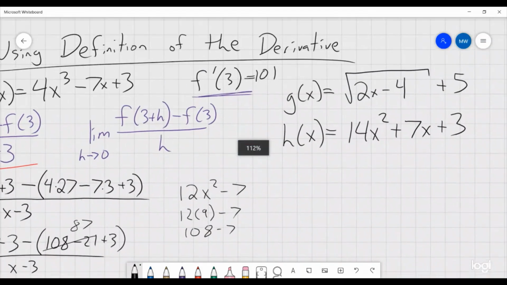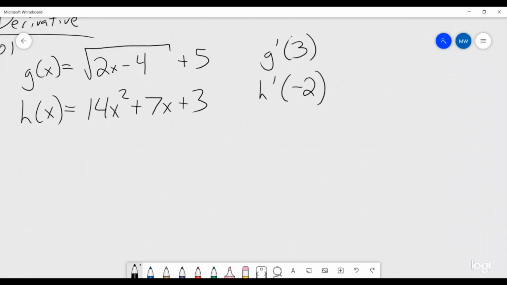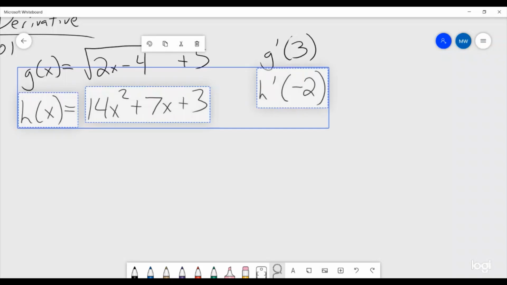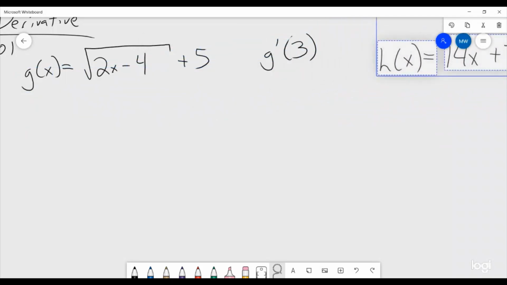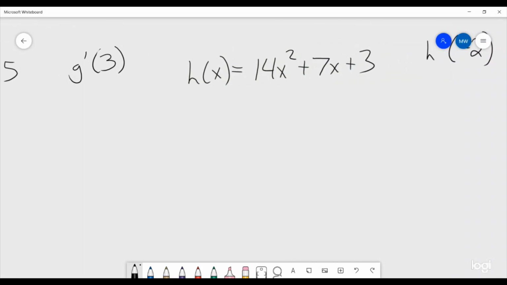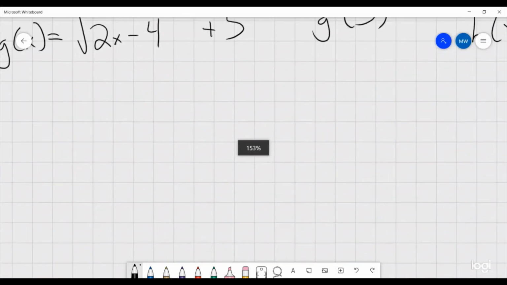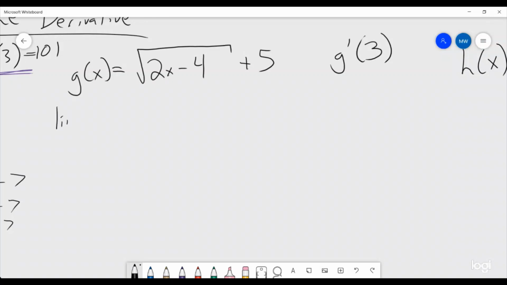So let's do this again, but this time with g of x. So let's move h of x out of the way this time. Okay, so this time for g of x, we are going to want to use the second definition. So the limit as h goes to 0 of, let's see, we are trying to find it at 3, so it'll be g of 3 plus h minus g of 3 all over h. So go ahead, pause the video, and try this on your own if you haven't already.